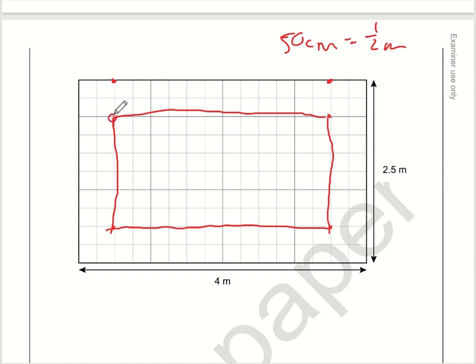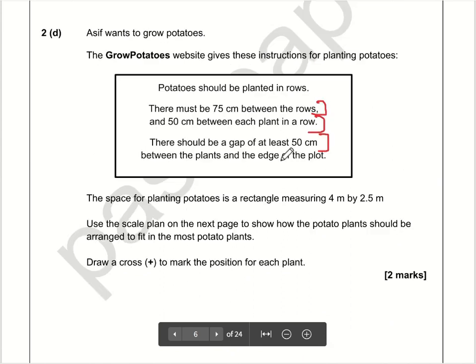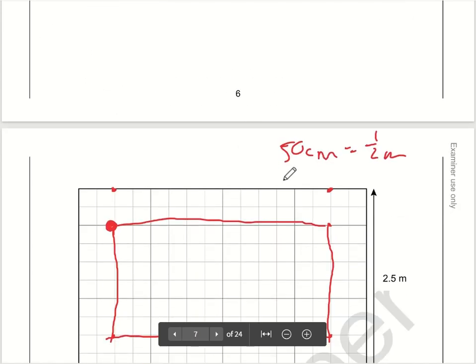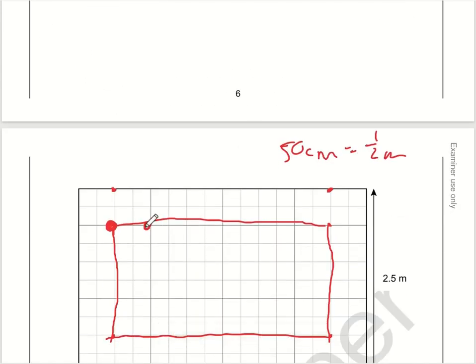Okay, so I'm going to put my first potato right here, and between potatoes was 50 centimeters, so that is 2 lines. So I can put another potato there, there, there, there, there, and there. But between the rows had to be 75 centimeters. So this is 50 centimeters, so this is 75.